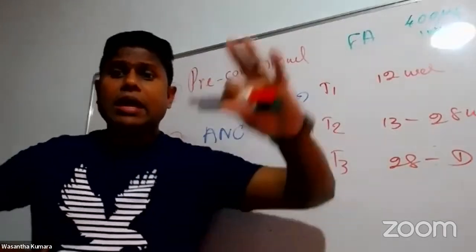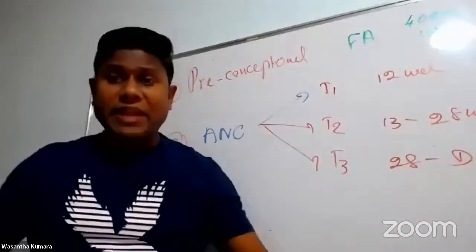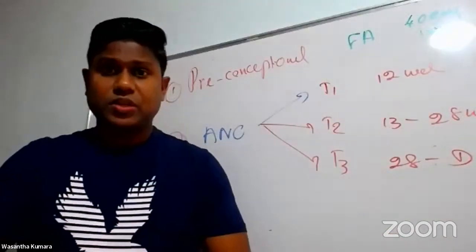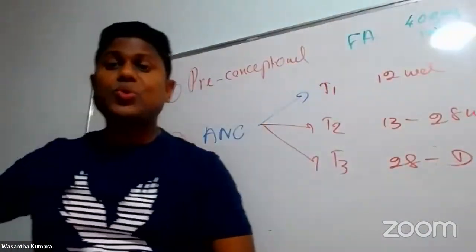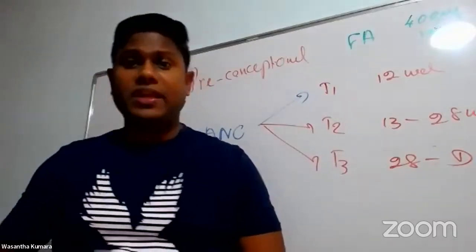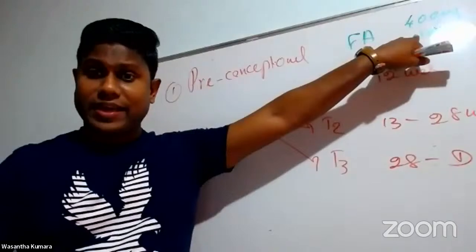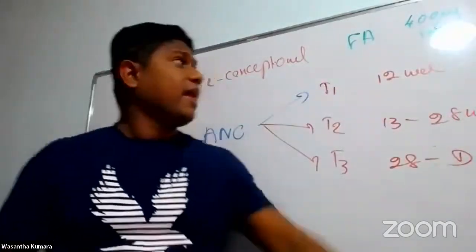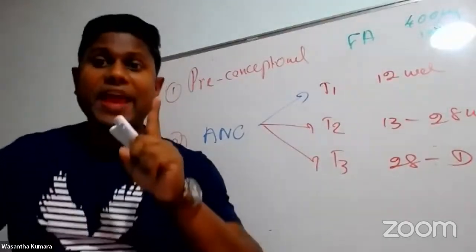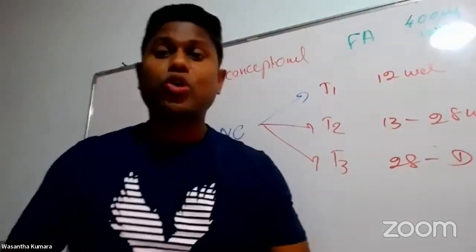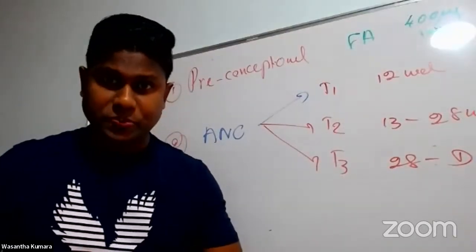If there is a high-risk patient, like an obese patient, diabetic patient, epileptic patient, or a patient with a previous baby with neurological problems, you have to give them 5 milligram folic acid. So whatever it is, you have to give folic acid. And the next thing in the preconceptional time is to make sure that the patient is immune for rubella. Ask the patient whether she had rubella vaccination.